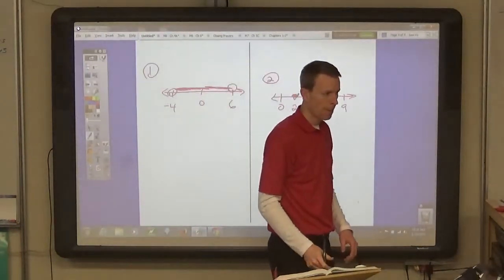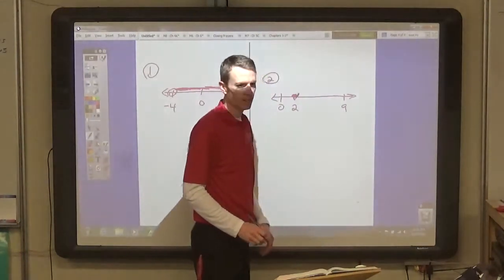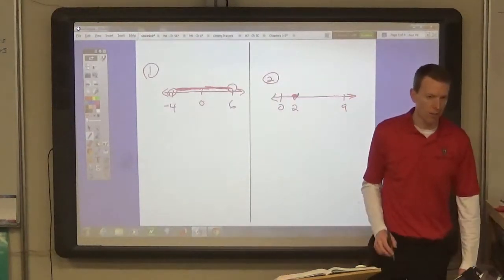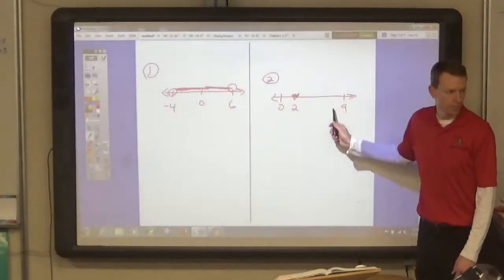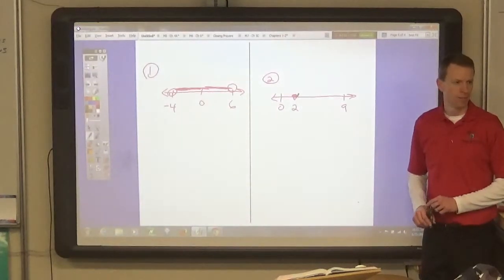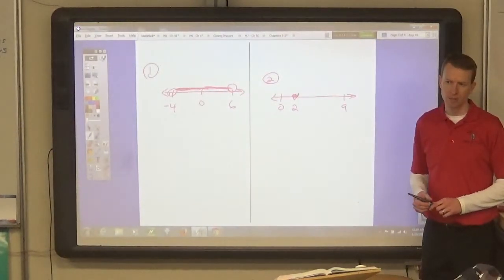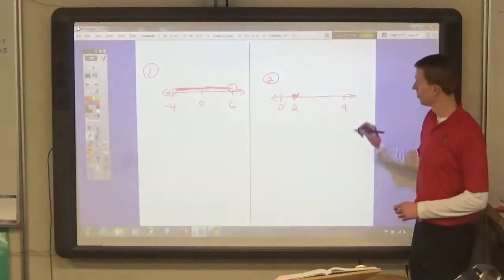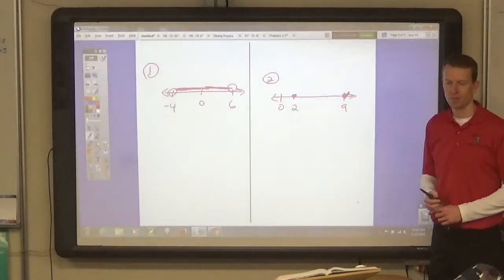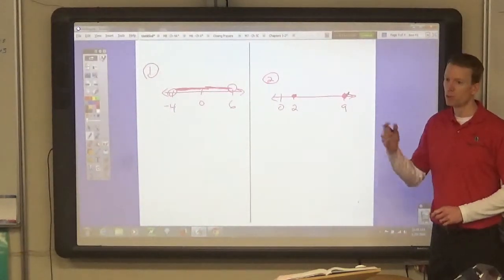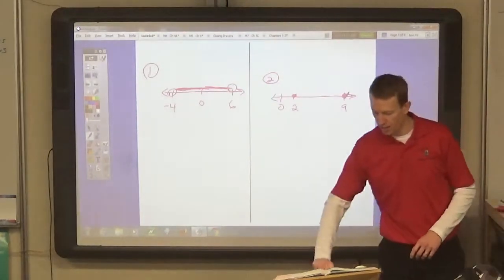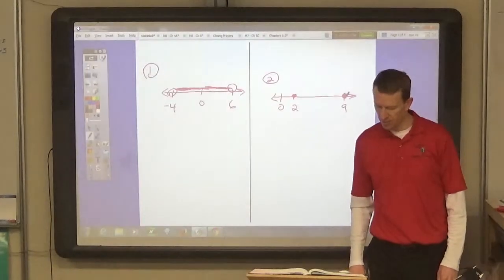And at most 9. So would we mark 9 as possible? Would we use a solid dot or open dot? At most 9. Is 9 possible? So then we have to use a solid dot. Could you go to like 9.9999999? No, at most 9. That means it stops at 9. Not 9 point something, but 9 or less.